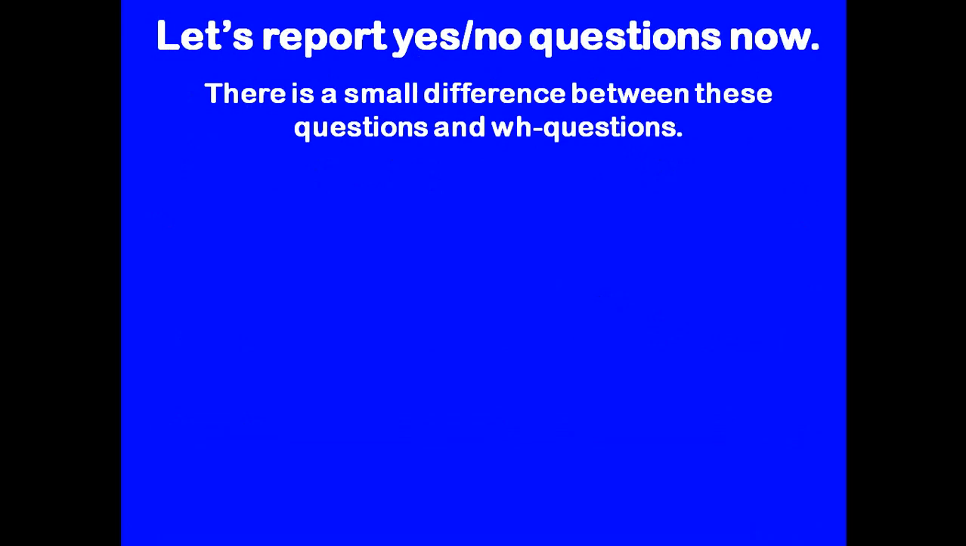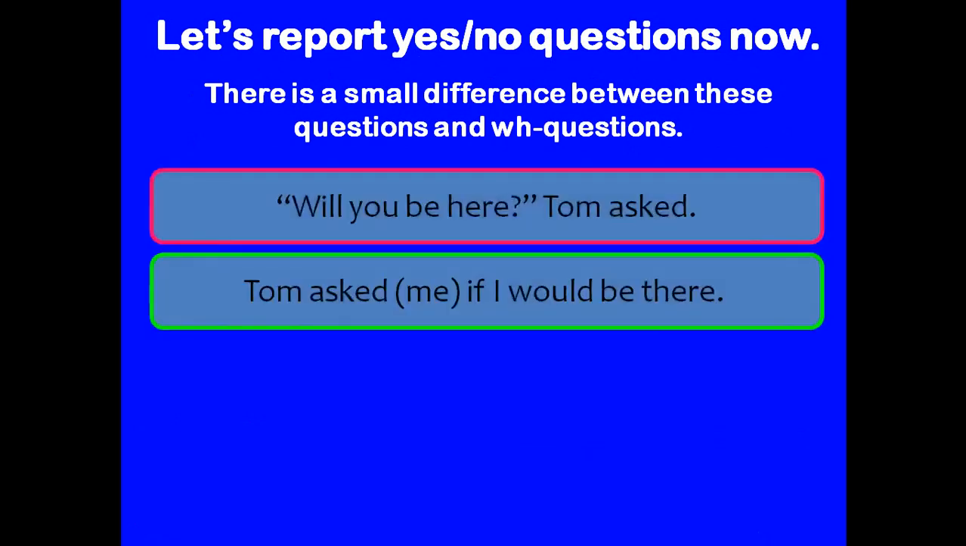Alright, let's report yes/no questions now. There's a small difference between these questions and the WH questions. Alright, for example, when I say, will you be here, Tom? Will you be here? Tom asked. When I report it, it becomes Tom asked me if I would be there.